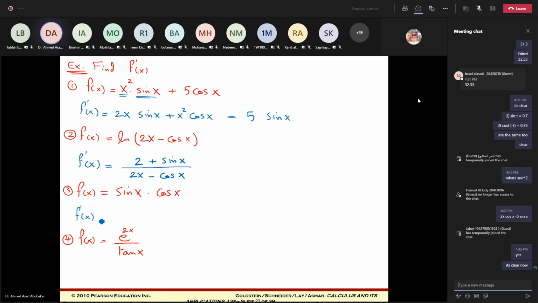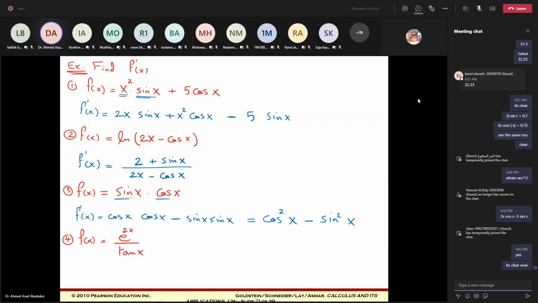Also here we have a product, sine multiplied by cosine. So the derivative of the first, cosine x, multiplied by cosine x, plus the first, sine x, multiplied by the derivative of cosine, which equals negative sine. So put the negative sign. So this equals cosine square minus sine square, like this.